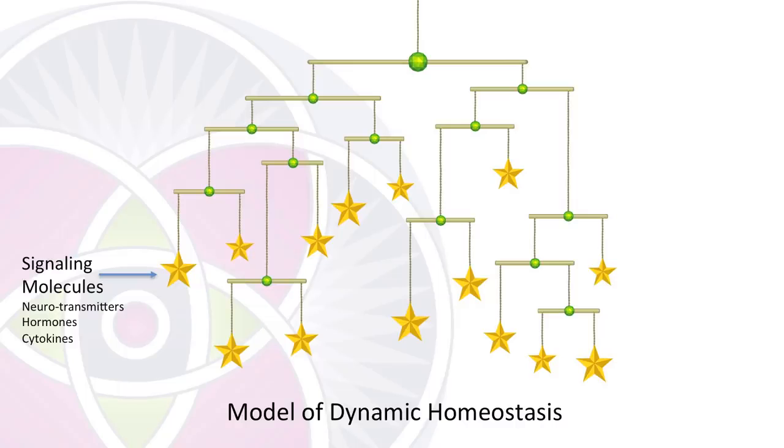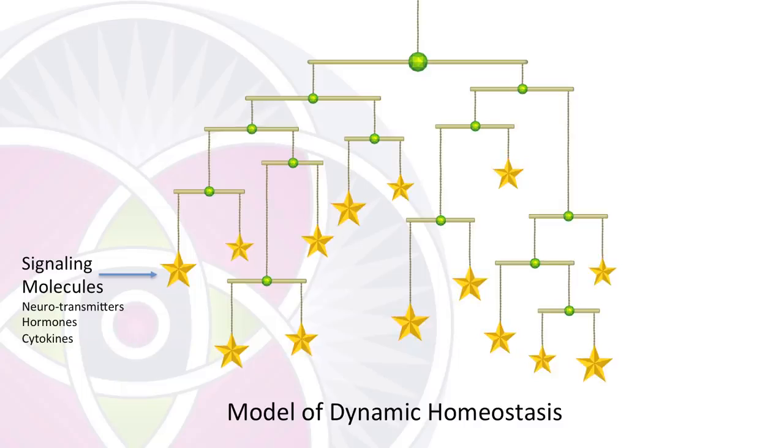If this is a model of your neurology, the stars that are hanging would be the neurotransmitters. If this was a mobile of your endocrine system, your hormone system, then the hanging stars would be hormones. And if this was your immune system, the hanging stars would be cytokines or lymphokines. These are the signaling molecules that make your immune system work.